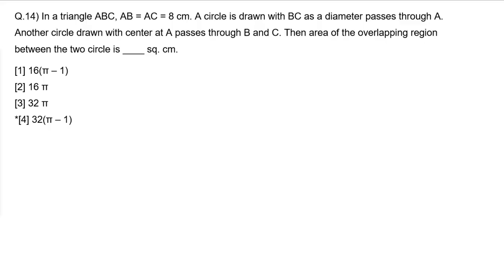Question number 14. Let's have a look at it. In a triangle ABC, AB is equal to AC is equal to 8 centimeter. A circle is drawn with BC as a diameter passing through A. So AB is equal to AC, isosceles triangle. BC is the non-equal side, and the circle passes through point A with BC as a diameter. So let's have a look at the diagram.